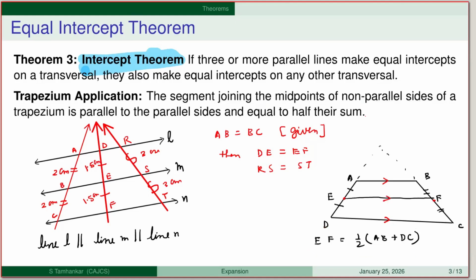This property can also be used to solve questions based on numbers. For example, if this is 4 centimeters and this is 12 centimeters, what is the length of this side? That is half of 4 plus 12, which is 8 centimeters. This is the trapezium application. So now we have discussed the properties of the midpoint theorem, its converse, the equal intercept theorem, and the trapezium application. Now we go to the questions.